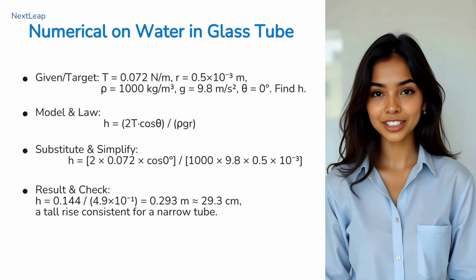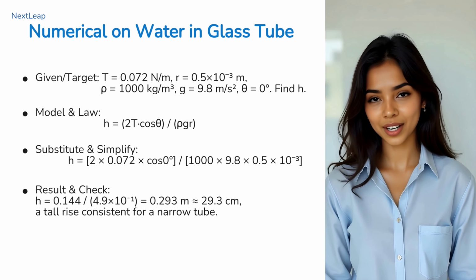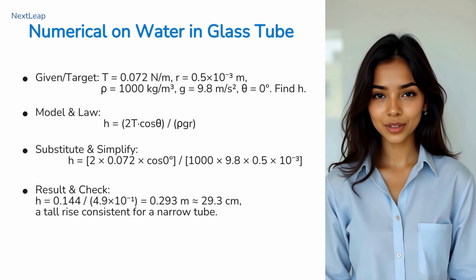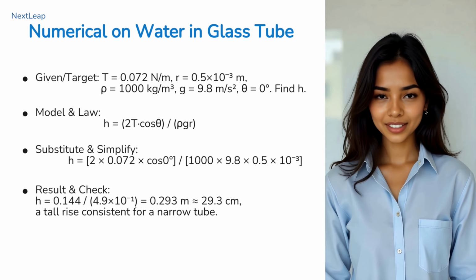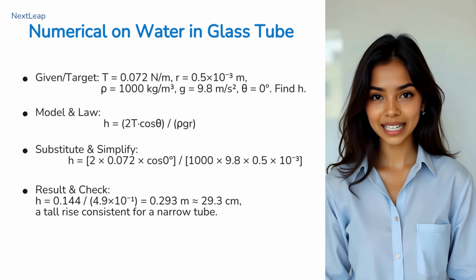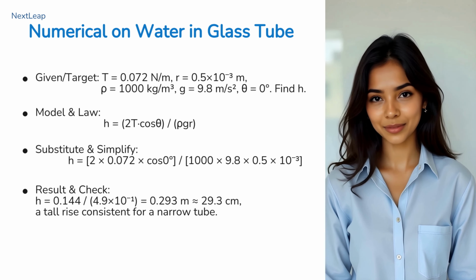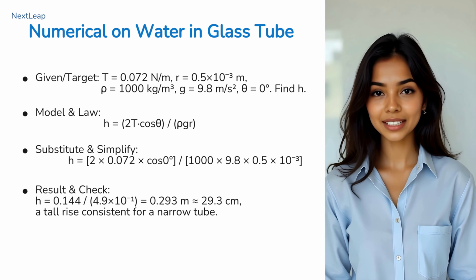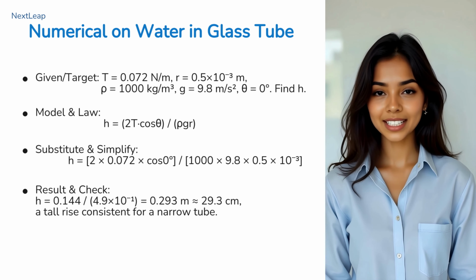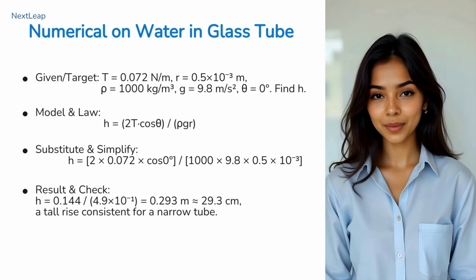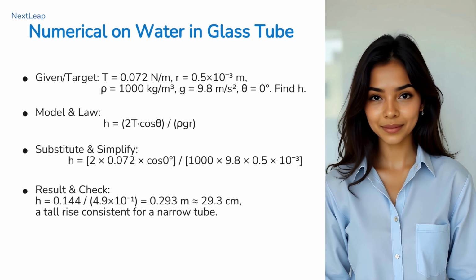Let's put theory into practice with a quick example calculating capillary rise for water in a glass tube. Given surface tension T equals 0.072 newtons per meter, radius r equals 0.5 times 10 to the power minus 3 meters, density rho is 1000 kilograms per cubic meter, gravitational acceleration g is 9.8 meters per second squared, and angle of contact theta is 0 degrees since water wets glass fully. Using the formula, height h equals open bracket 2 times T times cosine theta close bracket divided by open bracket rho times g times r close bracket.